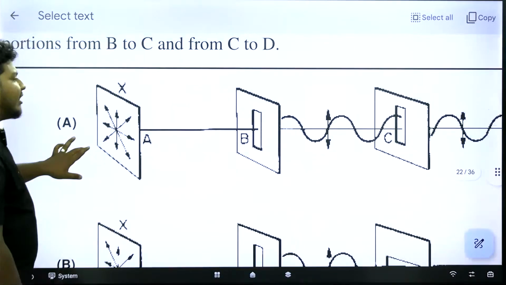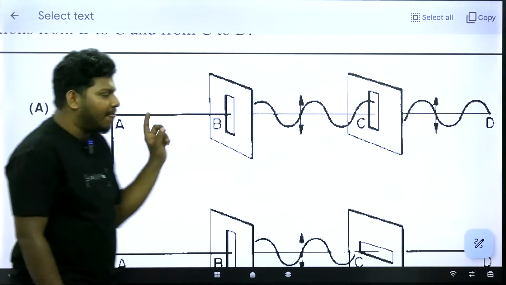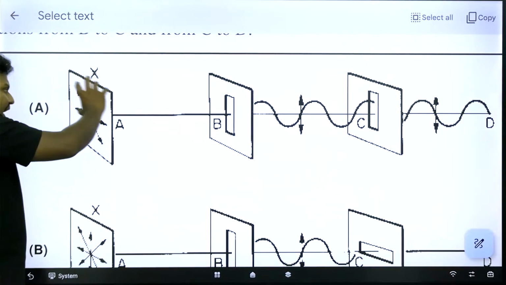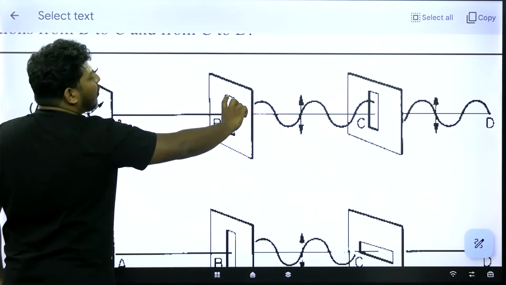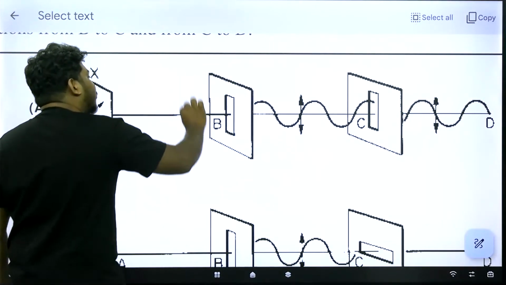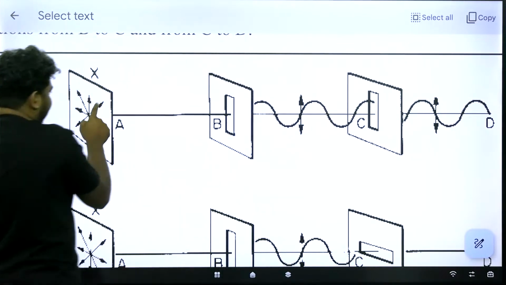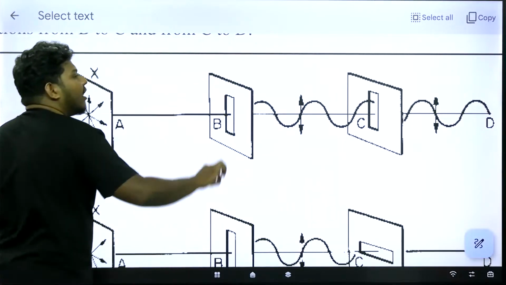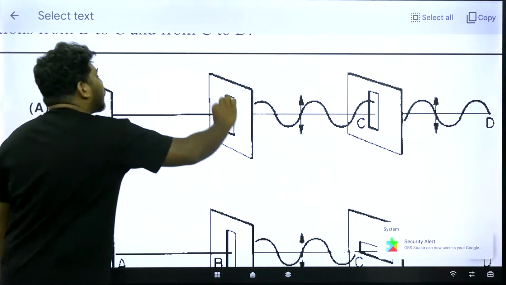So you should know about these things. First of all, I'm keeping 2 holes here. These are unpolarized waves. So I'm keeping a horizontal hole here, and a vertical hole here. The movement is like this. One wave is coming through this line, and it can go through. But the other 3 waves can't move through this hole, because the motion is like this. So only this wave can move through this one.